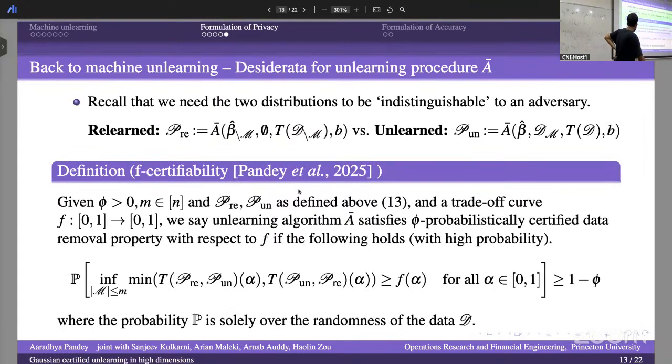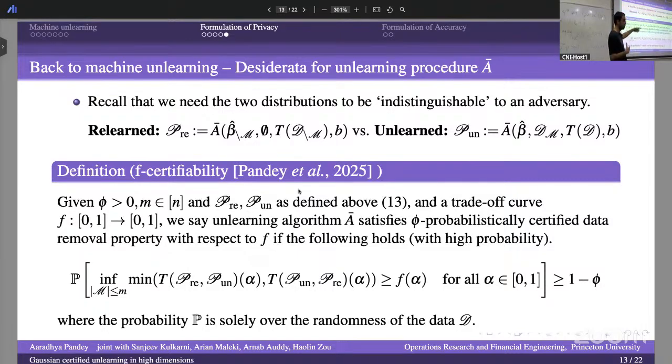What is T? Sorry, where is T? Sorry, I don't see a T. Oh, T is the trade-off function, right? No, so these two are distributions, right? So I had two distributions, and this is what I demand.